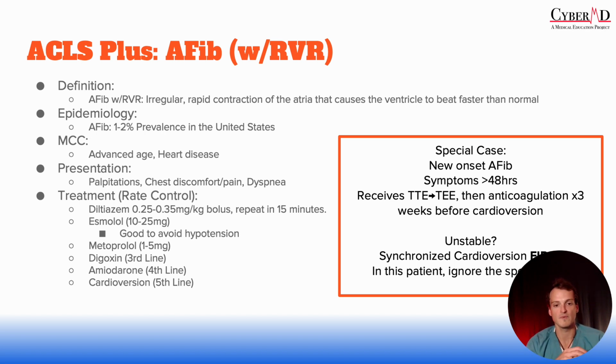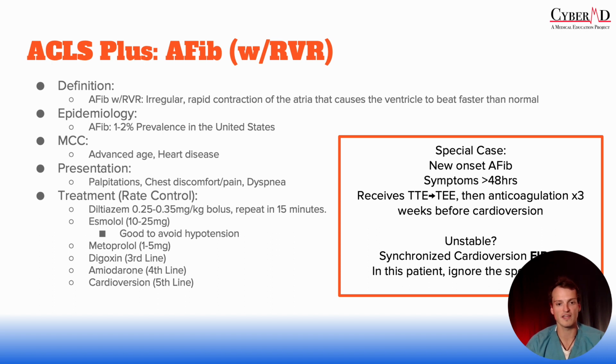Overall, it should be pretty easy to remember how to treat them. There is one special case that we're going to talk about though, but the primary goal in treating this arrhythmia is going to be to control that rapid ventricular response, ensuring that the heart's not beating too fast so that the ventricles are filling and they're actually pushing out some blood. The first line drug is often diltiazem, that calcium channel blocker, and you can administer a bolus of like 0.25 to 0.35 mg per kg. You're not going to be expected to know that on your step 2 exam.